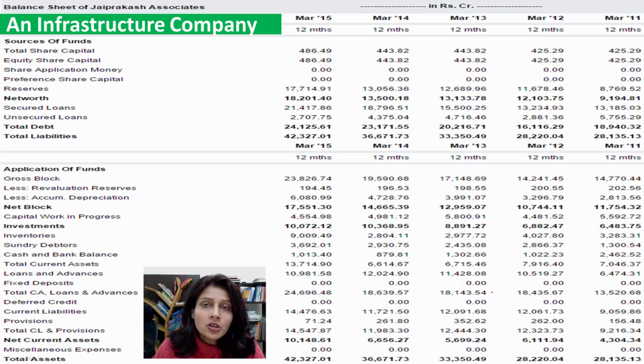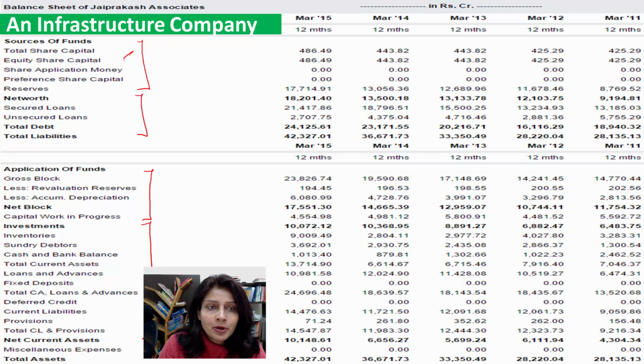The first report that you will come across while reviewing any company is the balance sheet. In this balance sheet, you can see that the top portion comprises equity and liabilities, and the lower portion comprises assets. Let's look at the first component, which is share capital. As you can see, the share capital has remained consistent over the last 5 years, and only in the last year some new capital has been issued, because you can see that the capital has slightly increased in the last year. You would also notice that the company has enough reserves.